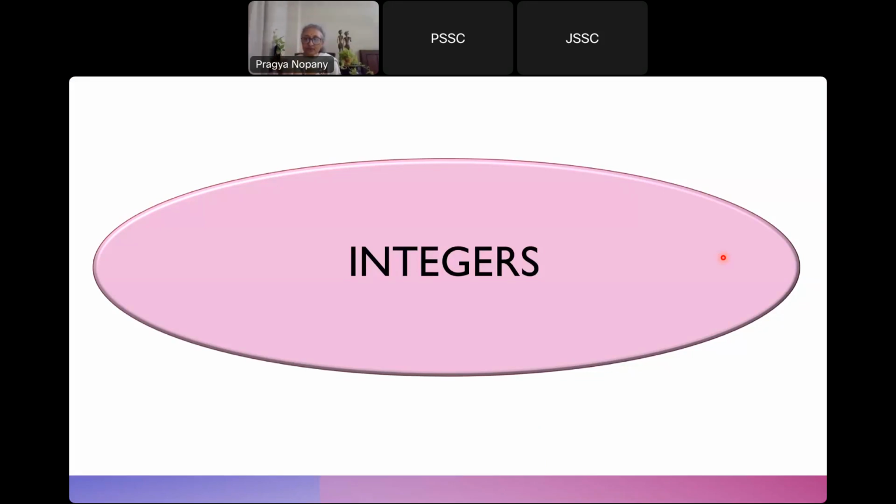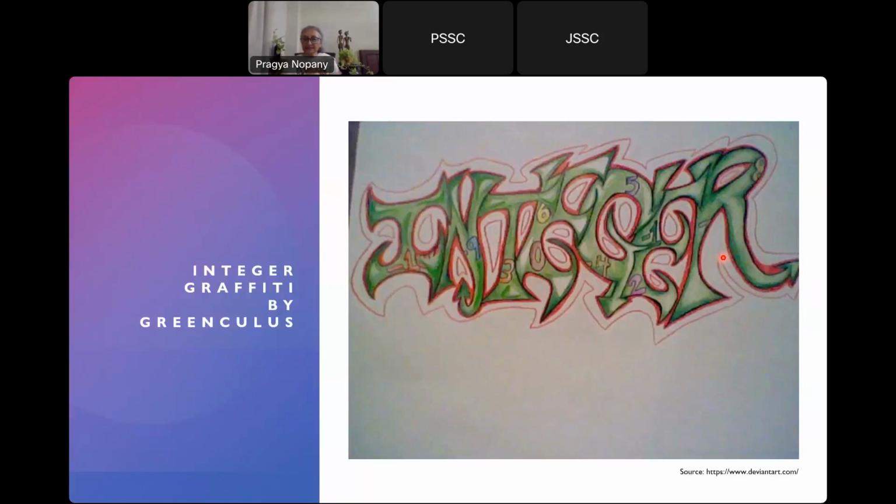Those who are math people or who are not math people, what do you understand by integers? How integers are different from other numbers? When we talk about integers, how they are different from whole numbers? Collection of positive and negative numbers. Yes, collection of positive and negative numbers. So now you see how artistically the idea has been represented.